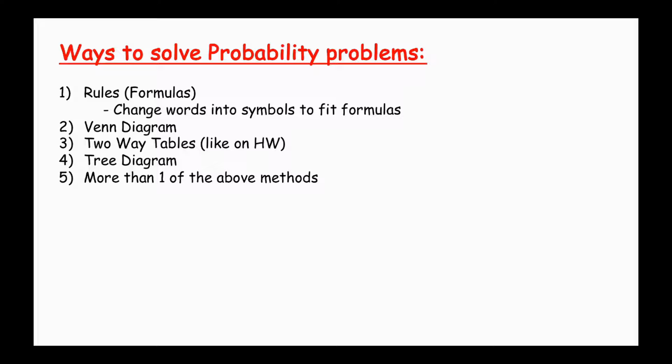You're going to use a Venn diagram. Two-way table like you did on the homework, like on the back side of the homework. Tree diagram, which I'll show you. We'll do, if not today, tomorrow. Or more than one of the methods above.